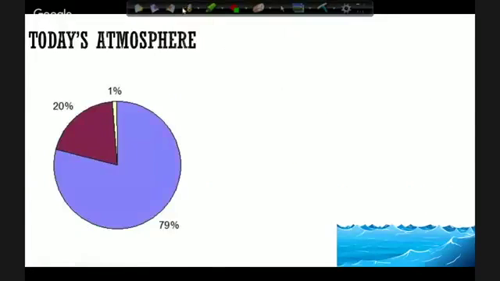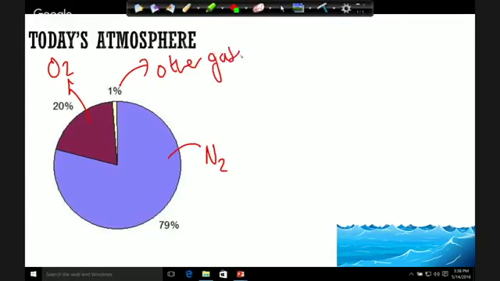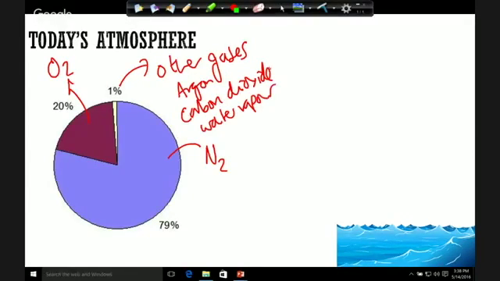And that atmosphere is one where the majority of it is nitrogen. We've got some oxygen, about 20% oxygen, and about 1% other gases, which include things like argon and carbon dioxide and water vapour. And this carbon dioxide is actually only at 0.04%. But nevertheless, this 0.04% is slowly increasing.